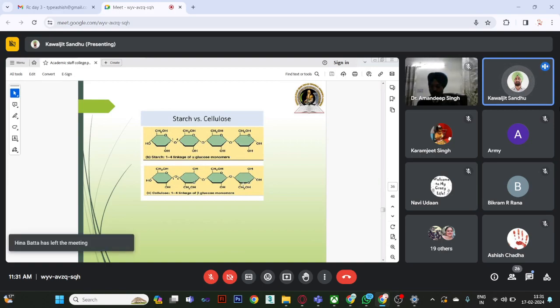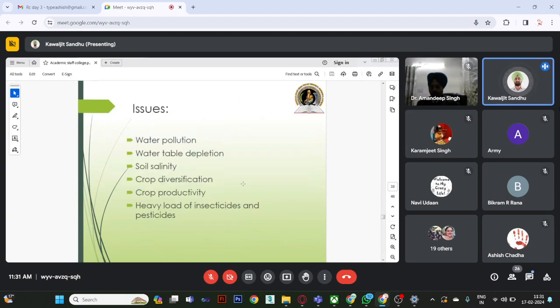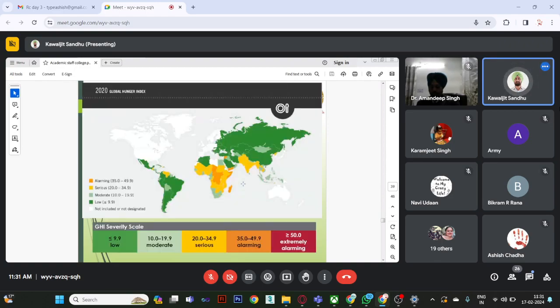One issue with this stubble is that it has a high silica level, which needs to be addressed. Israel is one country which is very innovative as far as farming is concerned. Just to show you some pictures. We have issues in our state, primarily water pollution, soil salinity, diversification, and heavy loads of insecticides and pesticides. That is a topic I don't have much time to stress upon.